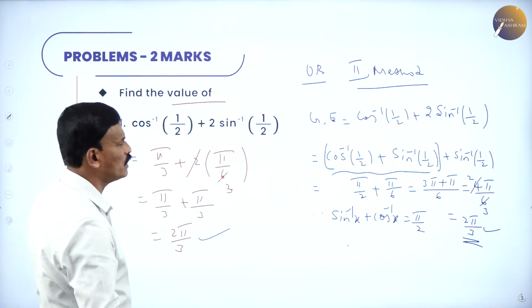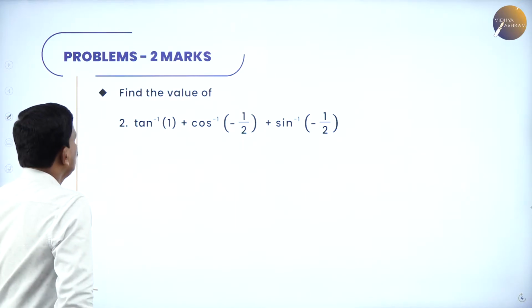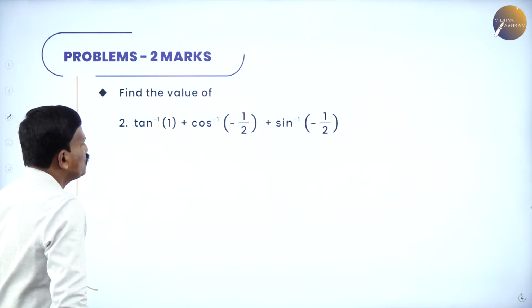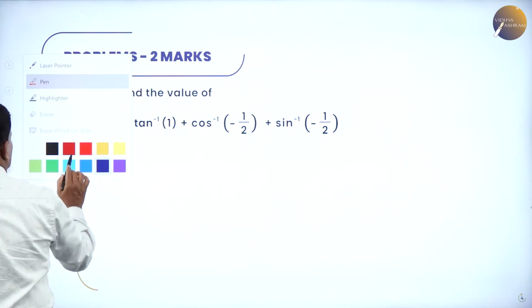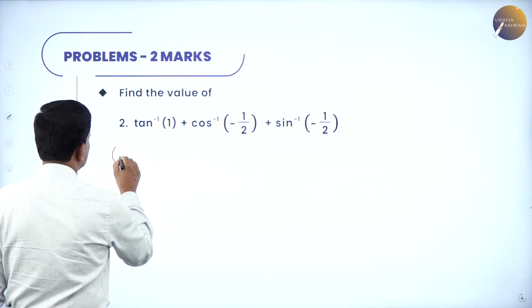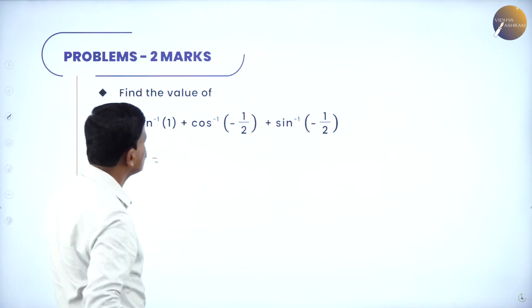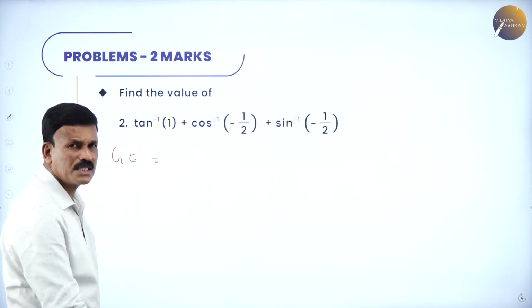Now come to the same type of problem. What is the problem given? Find the value of tan inverse 1 plus cos inverse of minus 1 by 2 plus sine inverse of minus 1 by 2. Now let me take the given equation: tan inverse 1 plus cos inverse of minus 1 by 2 plus sine inverse of minus 1 by 2.